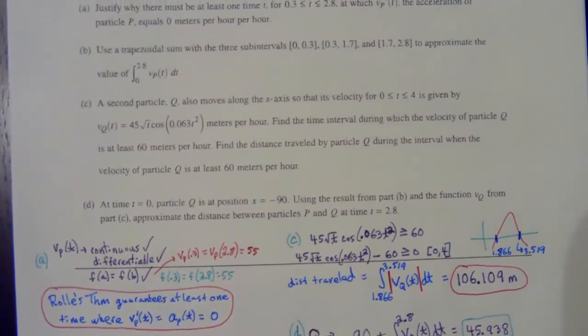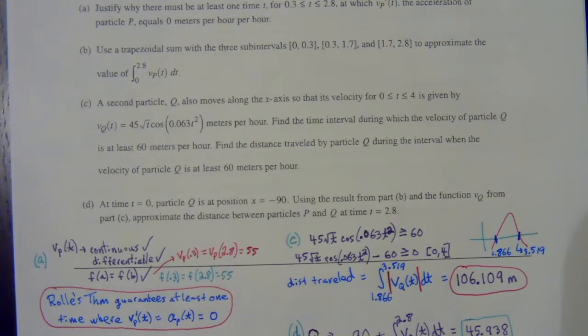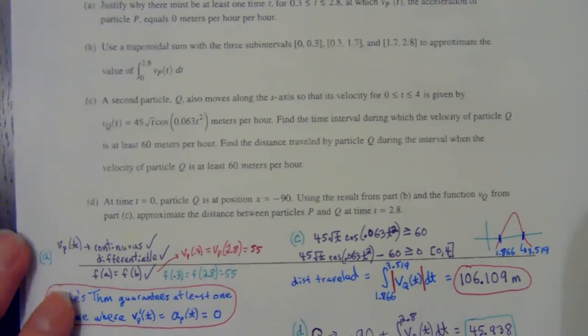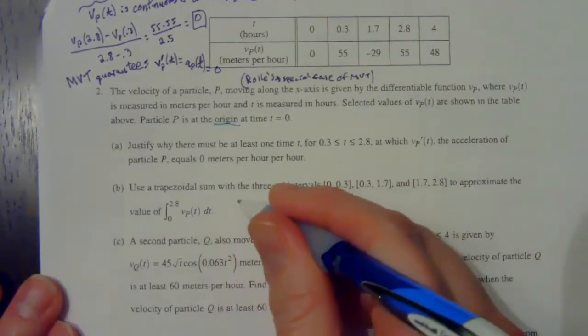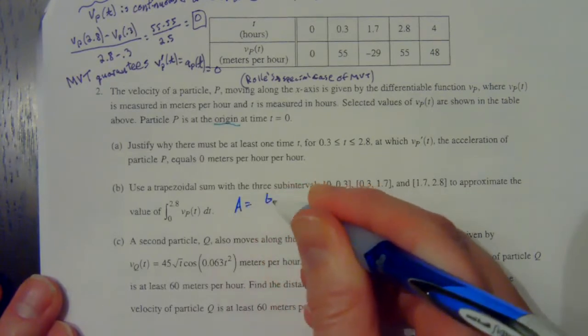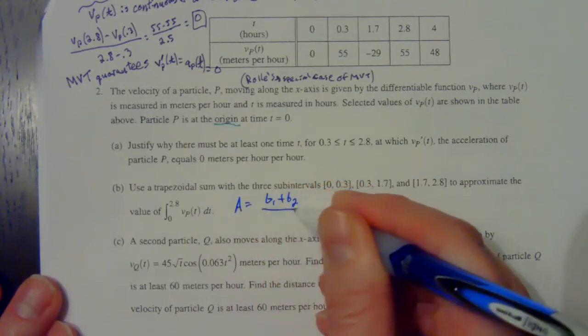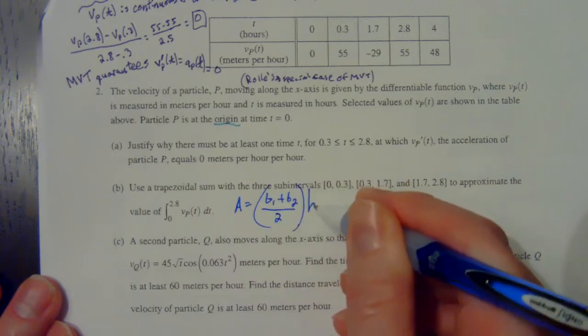Letter B is the trapezoidal sum. All right, so we're going to draw on a few trapezoids. We're going to do the area formula for each trapezoid. Now remember, the area formula for a trapezoid is base 1 plus base 2 divided by 2. You average out the bases, and then you times that by the height.